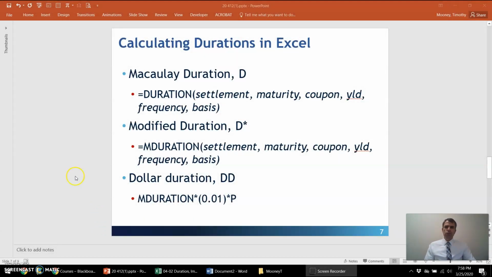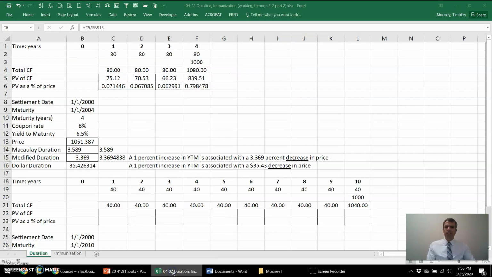Remember the three duration measures we were talking about: Macaulay duration, weighted average time to maturity. Let's check it out in the spreadsheet we've been working with, Duration and immunization from April 2nd under in-class exercises. Here's the work we left off with.